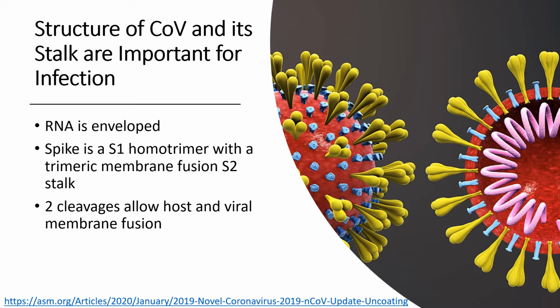It also has a trimeric membrane fusion S2 stalk, which is where it goes into the membrane itself. The state that it's in here on the mature virions is called the prefusion state, but there's also a post-fusion state. That's when the spike hits the membrane of the host cell, and then the membranes of the host cell and the virus fuse together, hence post-fusion.